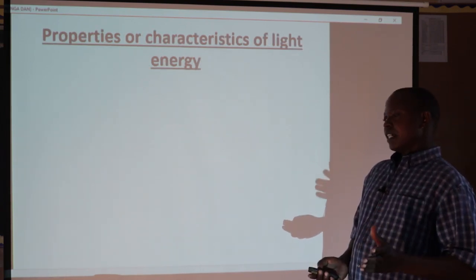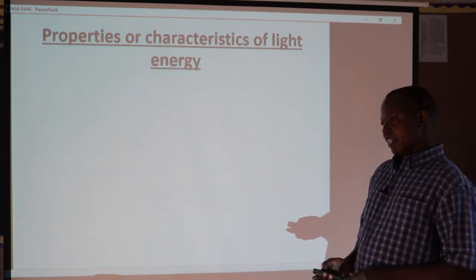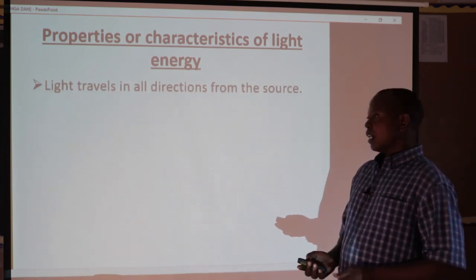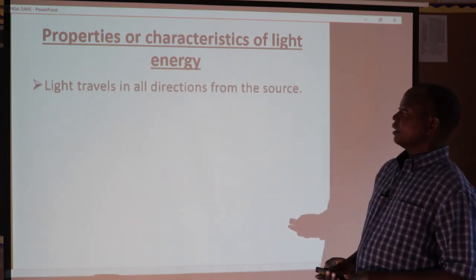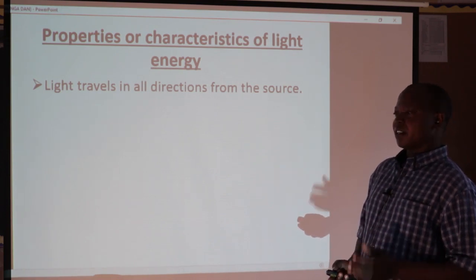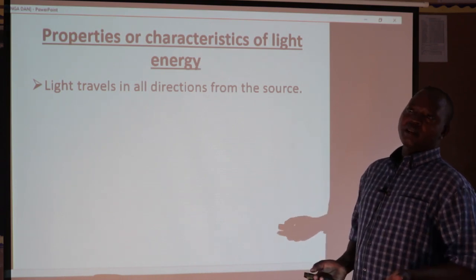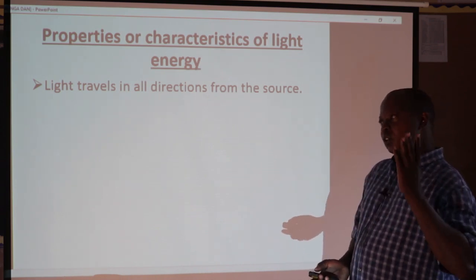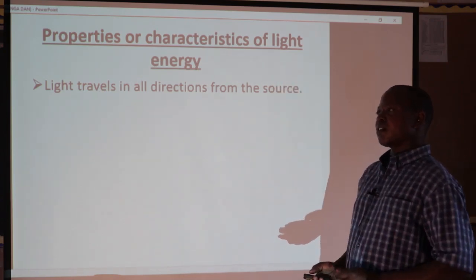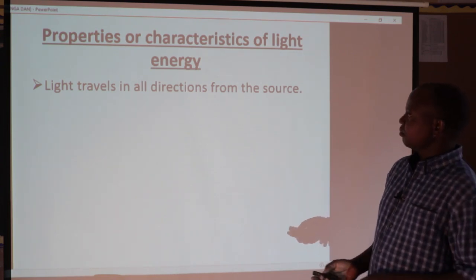Now let us leave that and look at the properties of light. Light has a variety of properties. One of the properties light has is that light travels in all directions from the source. That means whenever light is produced, it's able to move to all sides from its source, not only one side, as long as there is no obstacle.